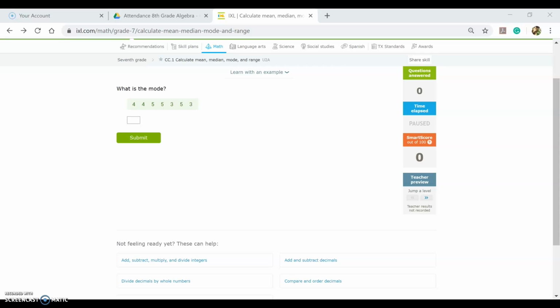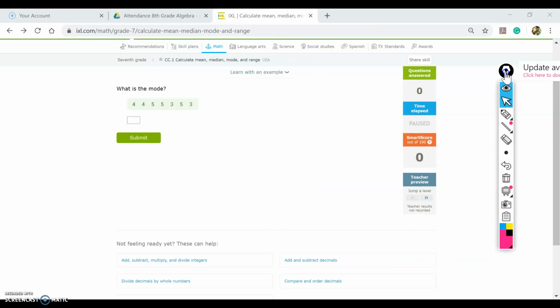Okay, on this question here, they're asking me to find the mode. Here you go, I have my pen. Now, the mode in this case, if we remember from what we just did, is a number that repeats the most, right? So I'm going to check which number is repeating the most.